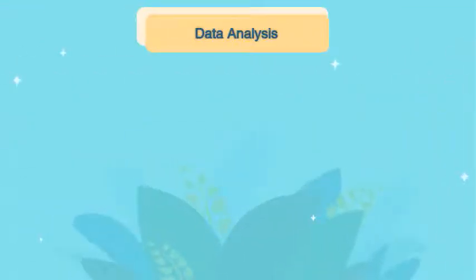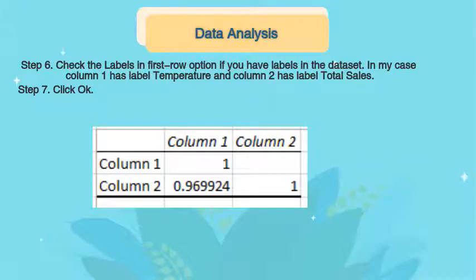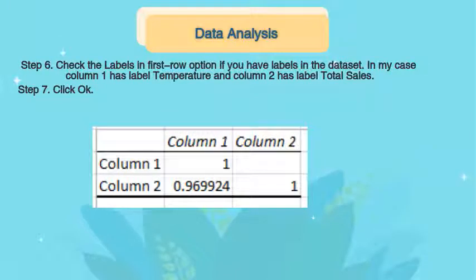If your dataset contains labels, check the first row option. In my case, column 1 is labeled temperature, and column 2 is total sales. Then, click OK. You can see now the data analysis table. The table shows the correlation coefficient between temperatures and total sales, which is similar to the previous computed coefficient using the CORREL function. We'll use this data analysis toolkit to do regression analysis in our next discussion.